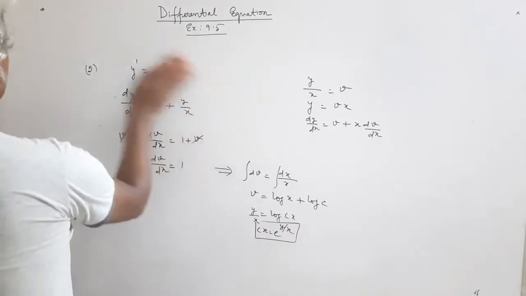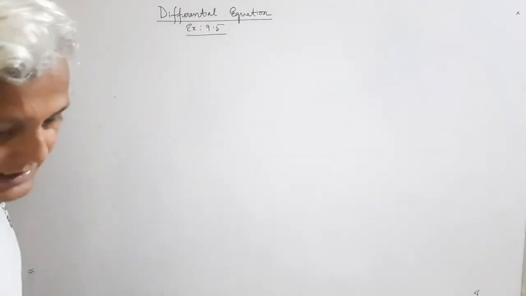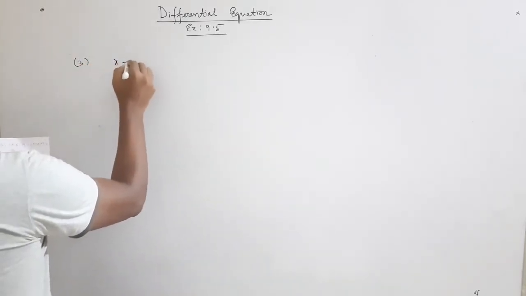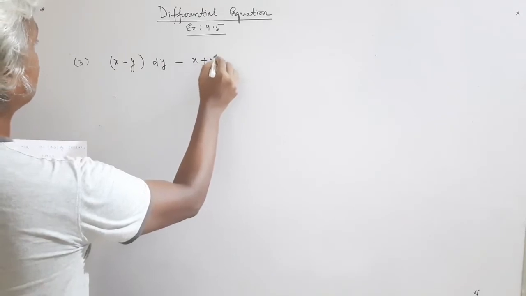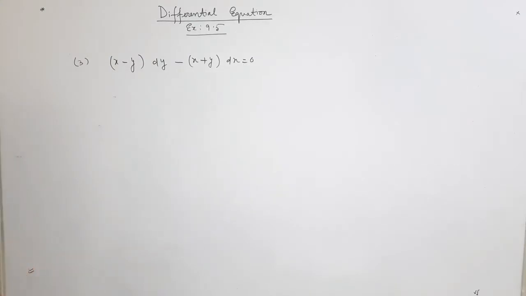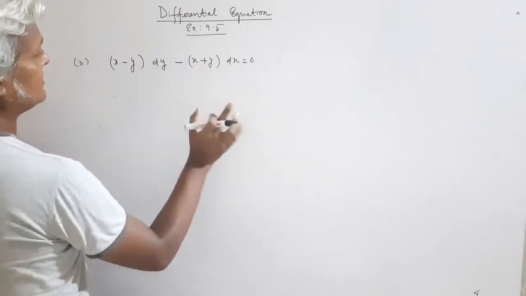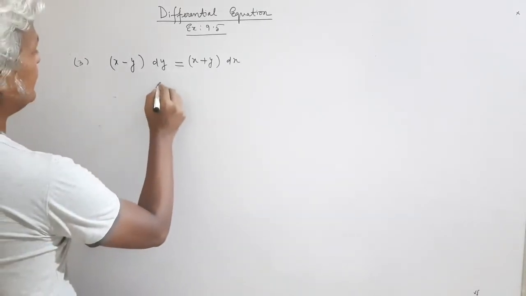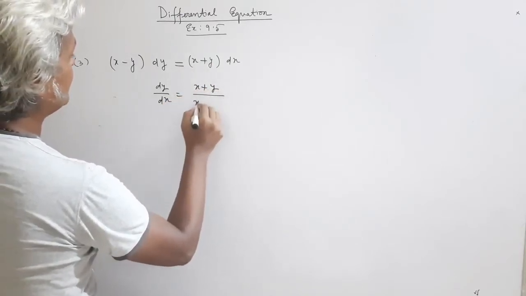Now I go for question number 3. So let me remove all this, and there it is. It's (x - y) dy - (x + y) dx = 0. So first I'll write dy over dx. I take this term to the other side, and instead of saving my energy, I remove this equal sign and here this becomes equal. So then I write dy over dx as (x + y)/(x - y).